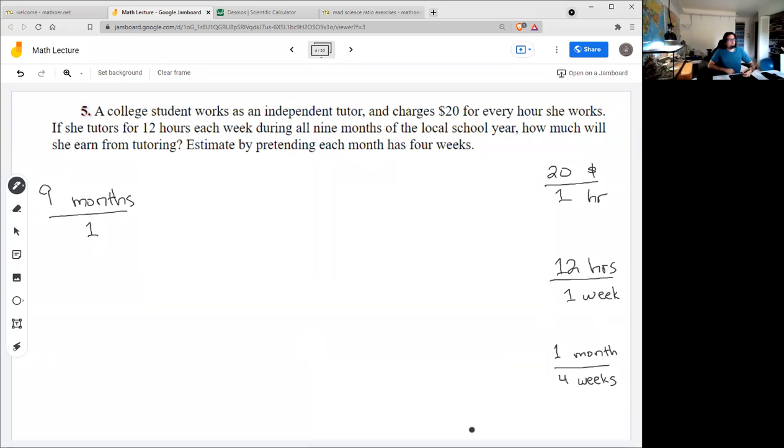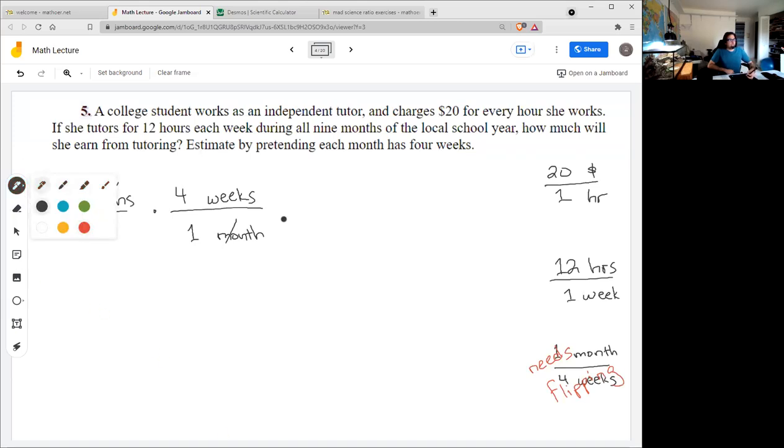And now I'm wondering which of these are going to fit with months. Only one of them has months in it. And what I had noticed was that I need to flip that one upside down. So 4 weeks becomes 1 month. So my months will cancel, 1 on top, 1 on bottom. So this one needs flipping, and that's okay. Sometimes when you write these rates, you have to flip them. Okay, I am not to money. I want to get to money. So I need to keep going.